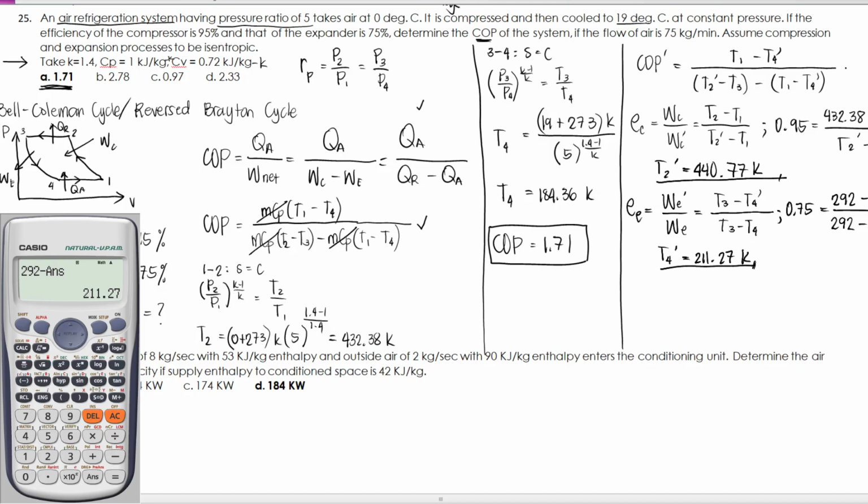Then, ayan, meron na tayong T2 prime and T4 prime. So, substitute na natin dito ay COP prime. So, kuhanin natin ang actual na COP. So, T1 is 273 minus T4 prime 211.27 over T2 prime 440.77 minus T3 na 292. Minus, copy lang yung nasa taas, 273 minus 211.27. Ngayon, so based on this, ang atin namang COP prime ay 0.71.